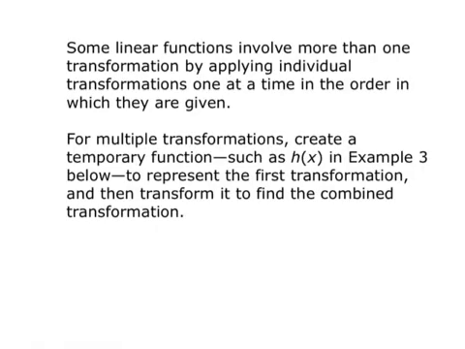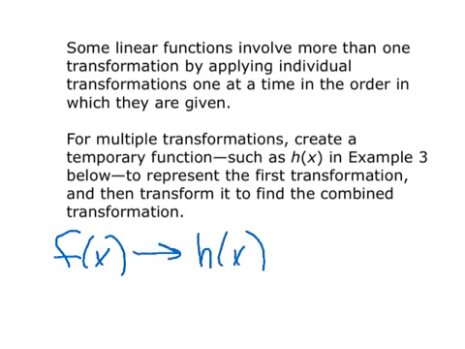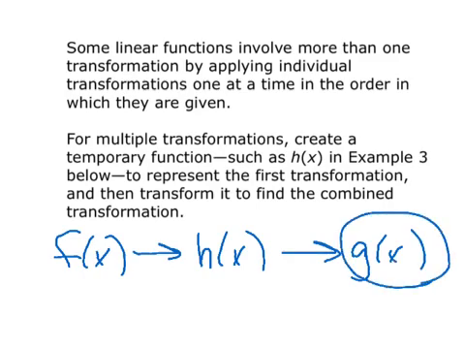Okay, let's roll what we've done into a double-step transformation. Some linear functions involve more than one transformation, by applying individual transformations one at a time in the order in which they are given. For multiple transformations, create a temporary function such as h of x to represent the first transformation, then transform it to find combined transformations. So we're going to be given a problem. First step, we're going to h of x. Second step, we're going to g of x. g of x will be our answer.